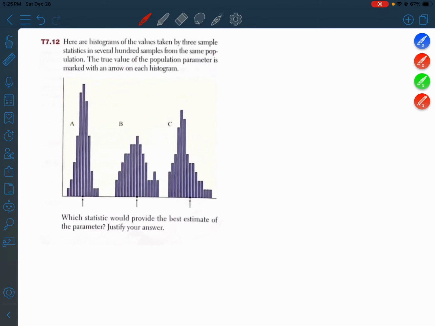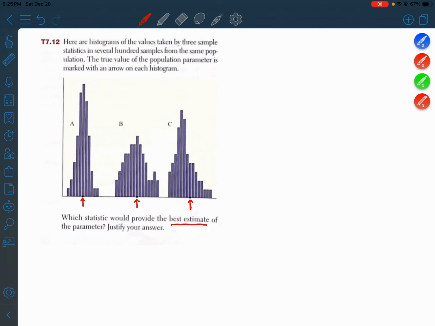T7.12. Here are histograms of the values taken by 3 sample statistics in several hundred samples from the same population. The true value of the population parameter is marked with an arrow on each histogram. All right, so here's the true value, and true value. Okay. Which statistic would provide the best estimate of the parameter?